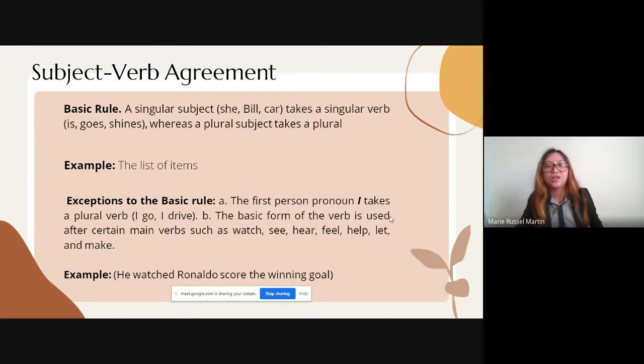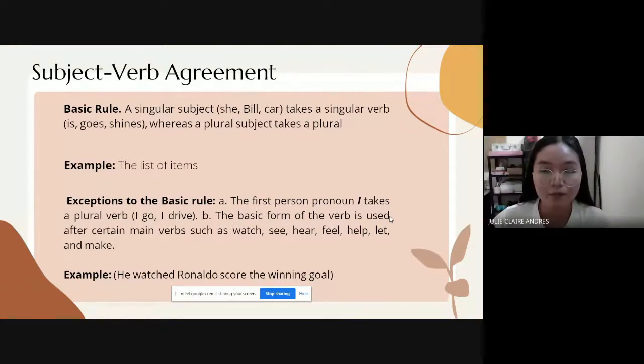If the subject is singular, the verb should be singular, whereas a plural subject takes a plural verb. So, for example, here, the list of items. But actually, there are exceptions to that basic rule. So the letter A, who can read it? Please read it for me, Julie.